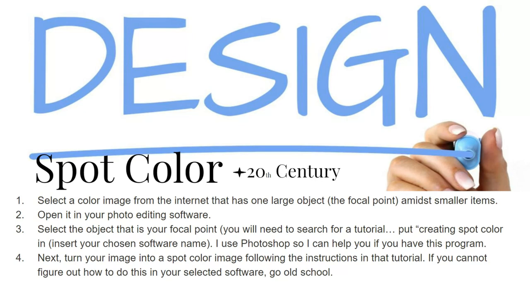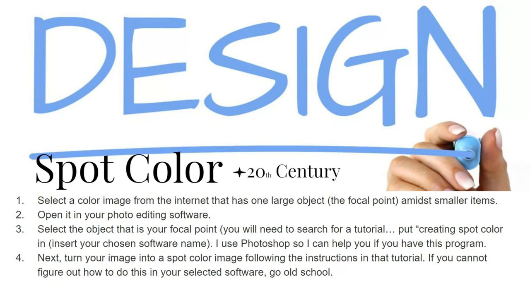Remember, there is a link for editing software that is free at the bottom of this presentation. You're going to select the object that is your focal point. You will have to search for a tutorial if you are using one of the free programs, because I use Photoshop. So if you have that program, I can help you. Otherwise, you'll need to put into your search bar creating spot color in Canva, for example, or whatever the program is. Next, you're going to turn your image into a spot color image following the instructions in that tutorial.